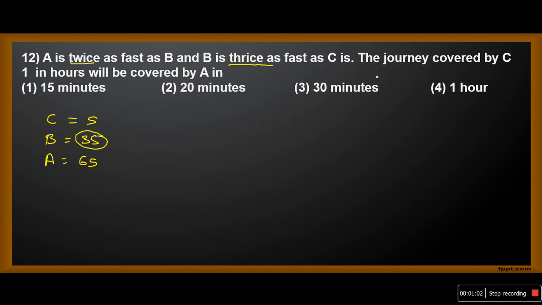Now the journey covered by C in 1 hour will be covered by A in what time? This is what I have to find. So what is the time taken by A to cover the distance that C covers in 1 hour? Speed of C is S, time traveled by C is 1 hour. This is the distance covered by C. If A has to cover the same distance, how much time will it take? Its speed is 6S into time. On simplification, T equals 1 by 6th of an hour. Convert it in terms of minutes, that equals 10 minutes. So the answer is option 1.